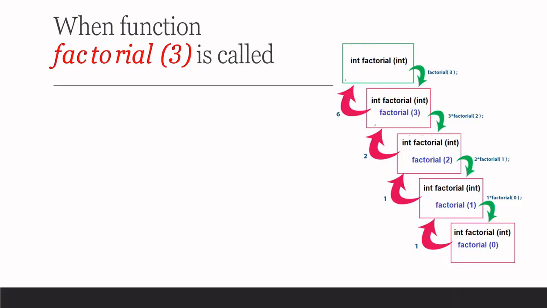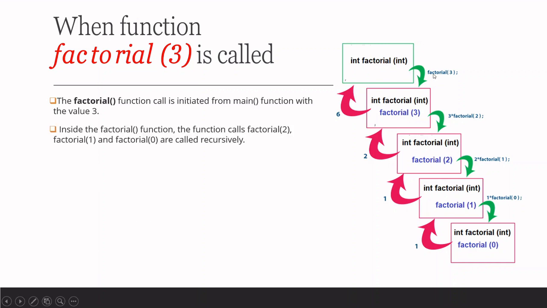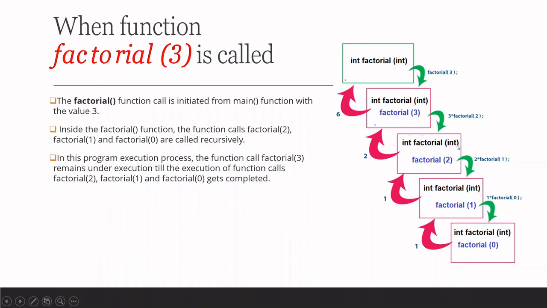So as we saw in the program, when function factorial 3 is called, what will happen? What will happen in main function? We are calling factorial 3. Inside the factorial function, it calls factorial 2, factorial 1 and factorial 0 recursively. Then factorial 3 calls factorial 2, 1 and 0. Only when all these are completed, till it gets factorial 0, it will go on like this. So check these green arrows. Factorial 3 is the value we need.